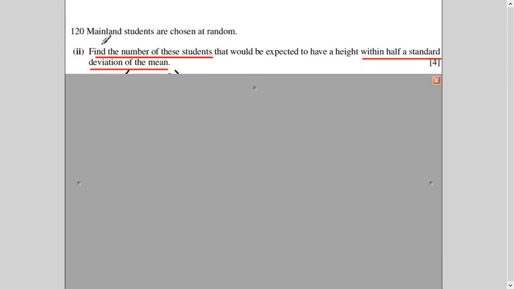The next part of the question is saying, if you select 120 students, then how many students out of 120 will have height within half a standard deviation of the mean? I'm repeating: if you pick up 120 students, how many will have height within half a standard deviation of the mean? So let's see visually what it means.